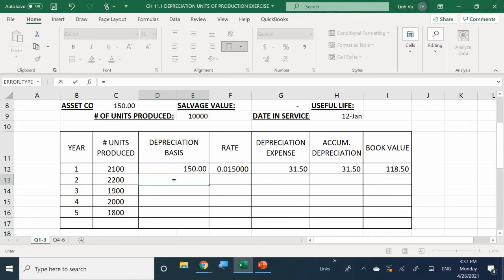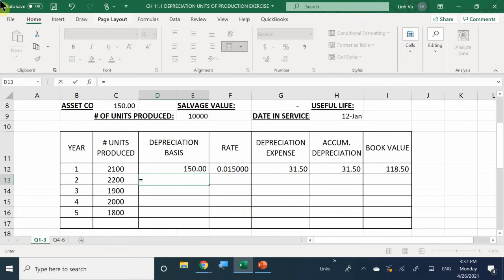What's my depreciation expense basis for year 2? So the 150. It'd still be the 150, right? Because in this case, the depreciation basis doesn't ever change once you solve the first one. The formula's still going to be the same. It's still going to be your asset cost minus your salvage value.